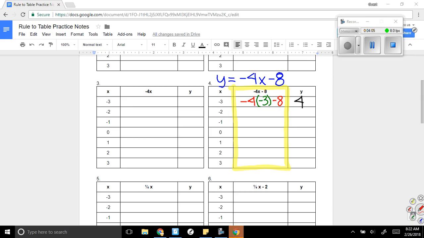So as I keep writing this down, I'm going to talk to you a little bit about where those x values came from.